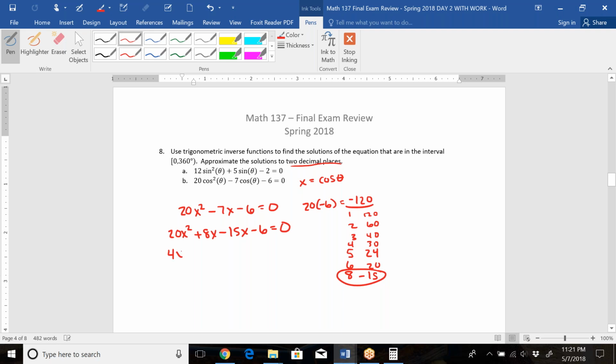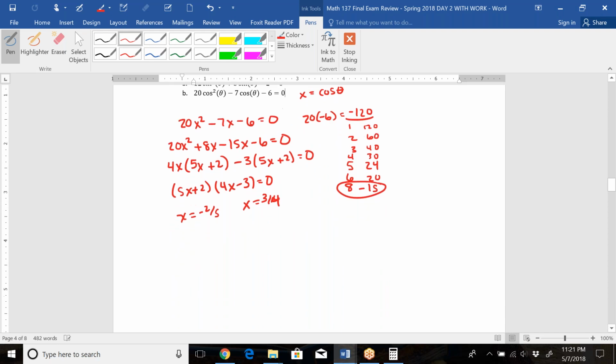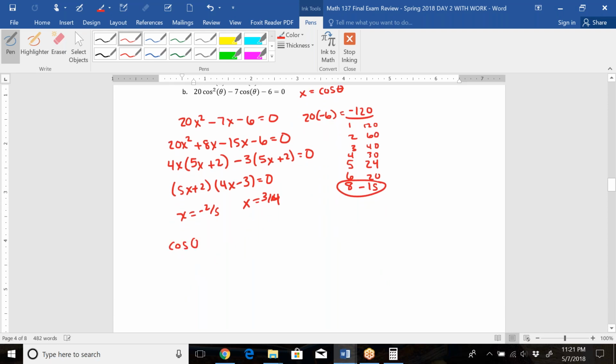Pull out a 4x in the first pair. That leaves you with 5x plus 2. Pull out a negative 3 out of the second pair. That also leaves you with 5x plus 2. So we're getting 5x plus 2 and 4x minus 3 equals 0. So this is actually x equals negative 2/5 and x equals 3/4. But remember that this was not really an x, it was a cosine. So cosine of theta equals negative 2/5 and cosine of theta equals 3/4.